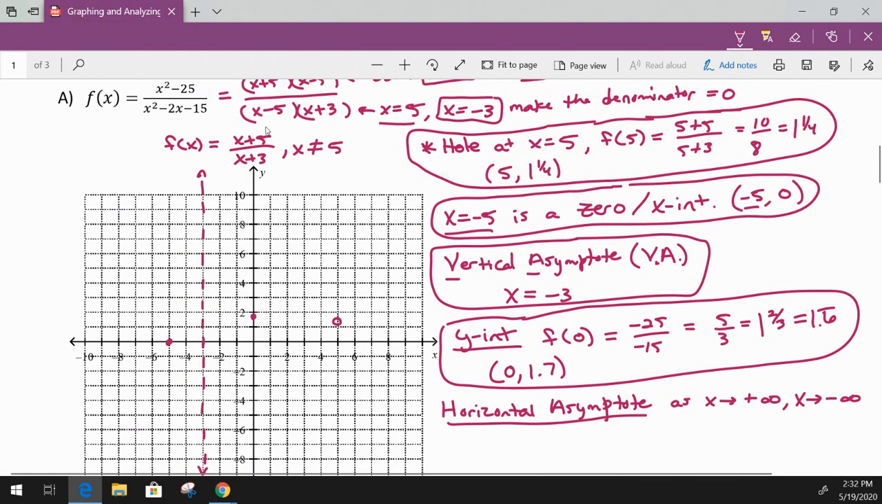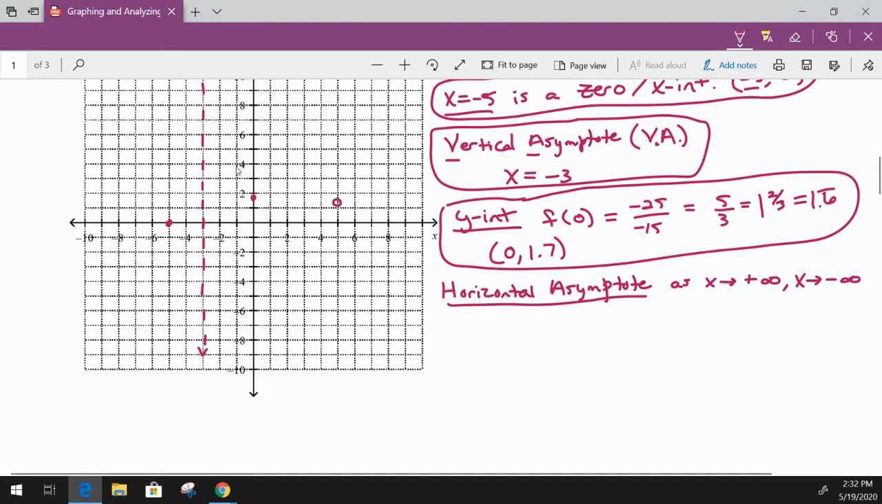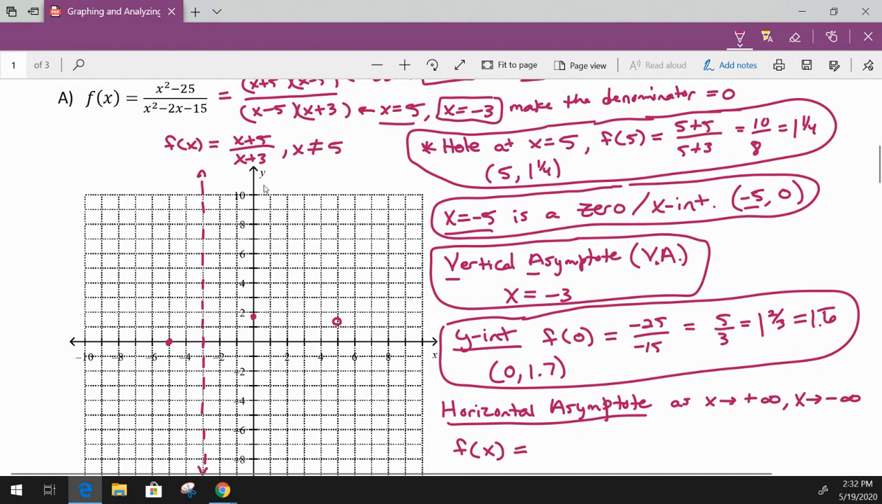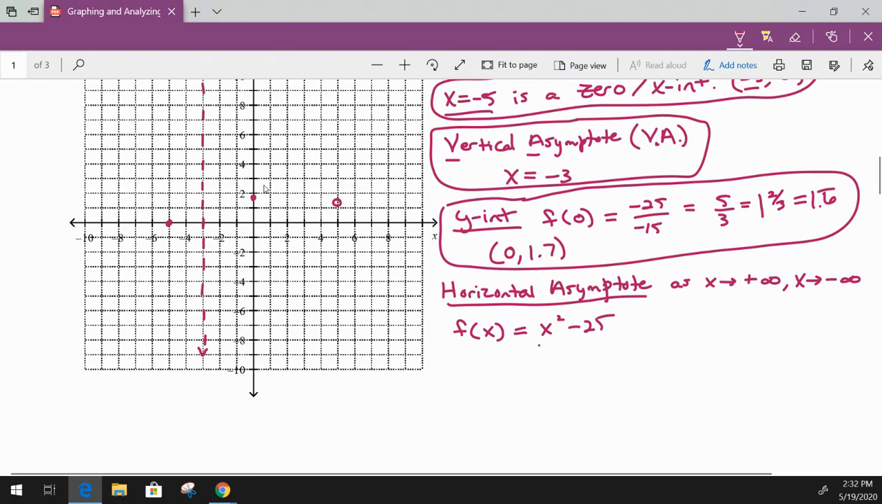So if we look at either equation, whether we look at the first equation or the reduced equation, I'm going to write the original one. So f of x equals x squared minus 25 in your numerator, and then x squared minus 2x minus 15 in the denominator. So as your x values are becoming very, very large or very, very small, depending on if you're going to positive infinity or negative infinity, but this is basically very, very large numbers.